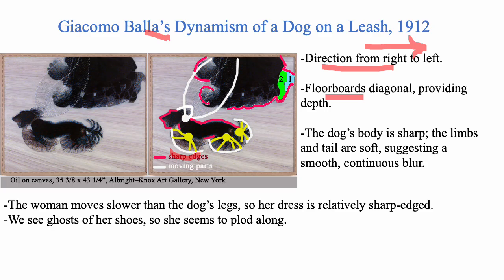Now, the woman is moving as fast as the dog, but not as fast as his legs. So her dress remains relatively sharp-edged. And instead, Balla uses ghosting for her shoes. It's as if we see the shoe at position 1, and after we blink, the shoe is in position 2. This effect suggests a heavy, deliberate plod rather than the dog's fluid trot, and it gives the figure more substance and weight while still proving that she's in motion.